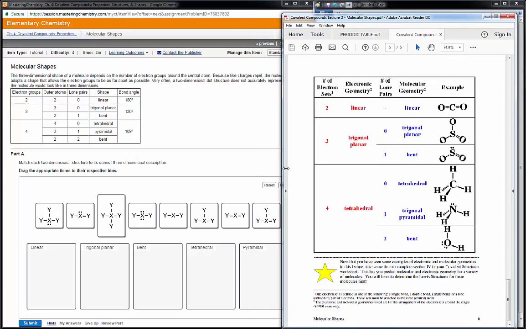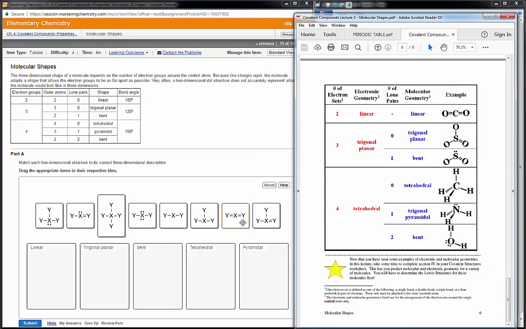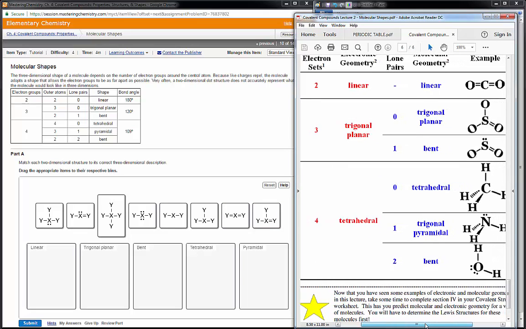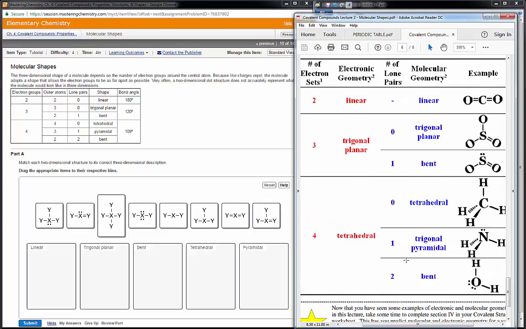So let's look at these structures, and they give us these generic XY structures, so they're not telling us what they are. But we can compare what we see to this table to predict what the molecular geometry of these molecules is going to be. So for instance, this one here, my central atom X appears to have 4 electron sets or electron groups. That is 3 single bonds, a single bond is an electron set, and 1 lone pair. A lone pair is also an electron set. So 4 electron sets, and one of them is a lone pair here.